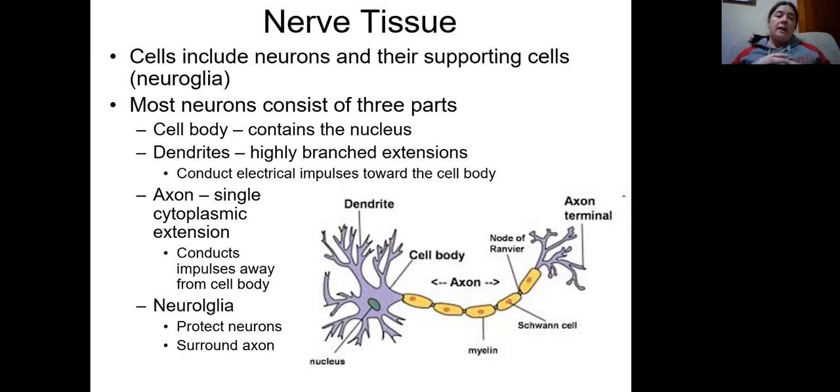And then finally, the neuroglial cells. These are the support cells that protect the neurons. They tend to surround the axon. That axon is very long and skinny. In the case of some animals, the axon can actually be feet long, and so you've got to protect that delicate structure. The neuroglial cells form a myelin sheath around that axon and help to protect it from damage and keep the signals being sent down the axon contained within the myelin sheath as well.